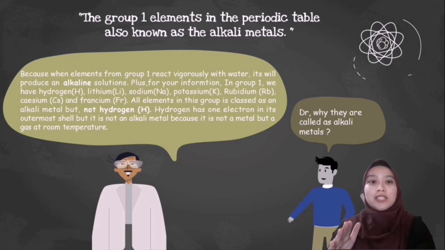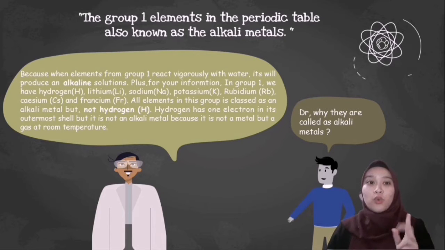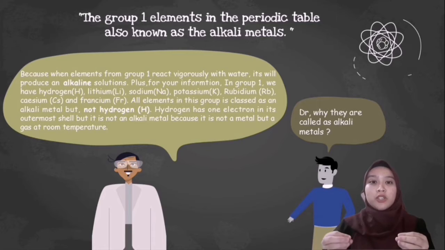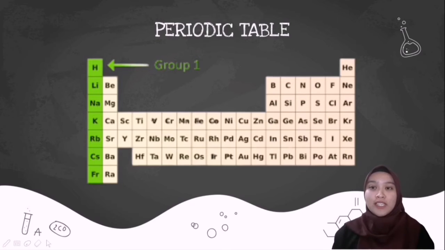All elements in this group are classed as alkali metals, but not hydrogen. Why? Hydrogen has 1 electron in its outermost shell, but it is not an alkali metal because it is not a metal but a gas at room temperature. So here we can see where group 1 is located. It is the leftmost column in the periodic table.